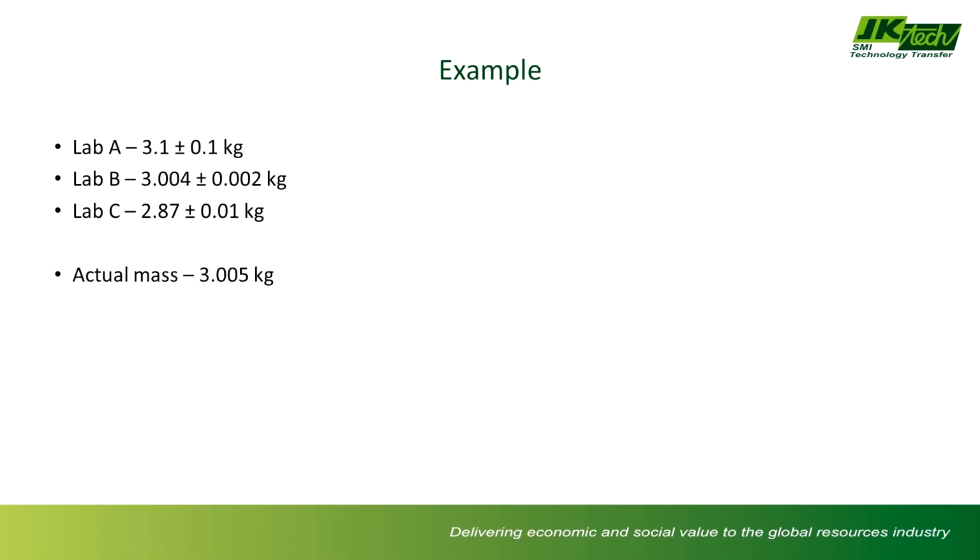Now, if the actual mass for that is 5.005, what does that mean? That means that both Lab A and Lab B are correct. Lab C have done something wrong. Whether they screwed up their calibration, whether they hadn't retared the balance, whether there was something underneath the pan, these things can happen. So we have two correct answers, one more precise than the other, but they're both correct.